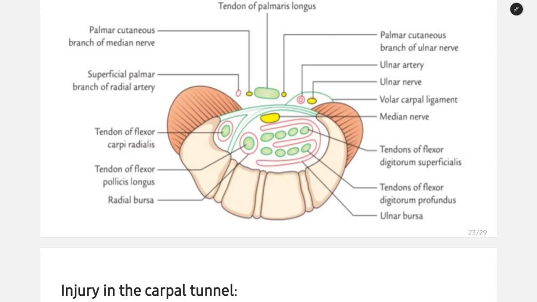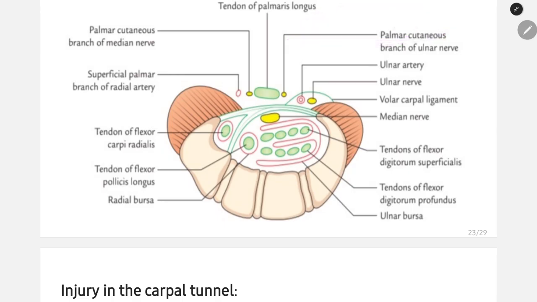nerve supplies all the muscles in the deeper aspect of flexor compartment. That is, it supplies flexor digitorum profundus lateral half, pronator quadratus and flexor pollicis longus. And in the superficial part of flexor compartment, it supplies flexor digitorum superficialis, palmaris longus and flexor carpi radialis. This is the superficial part of flexor compartment that it supplies.